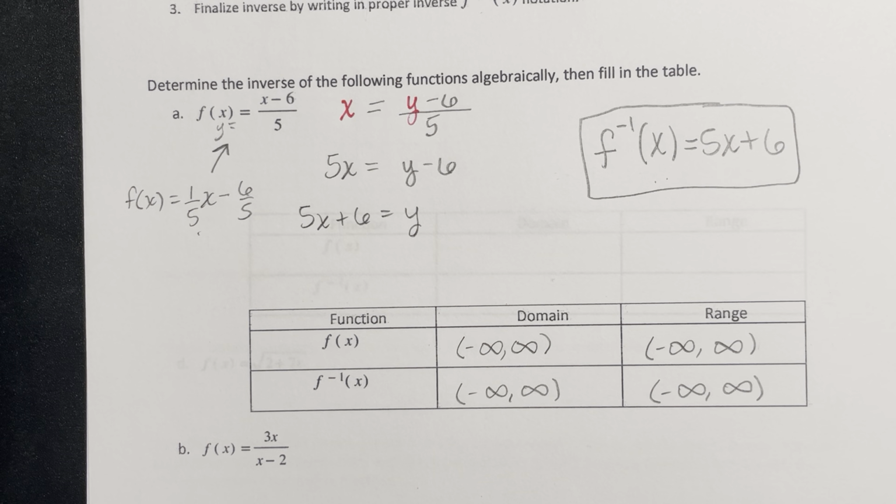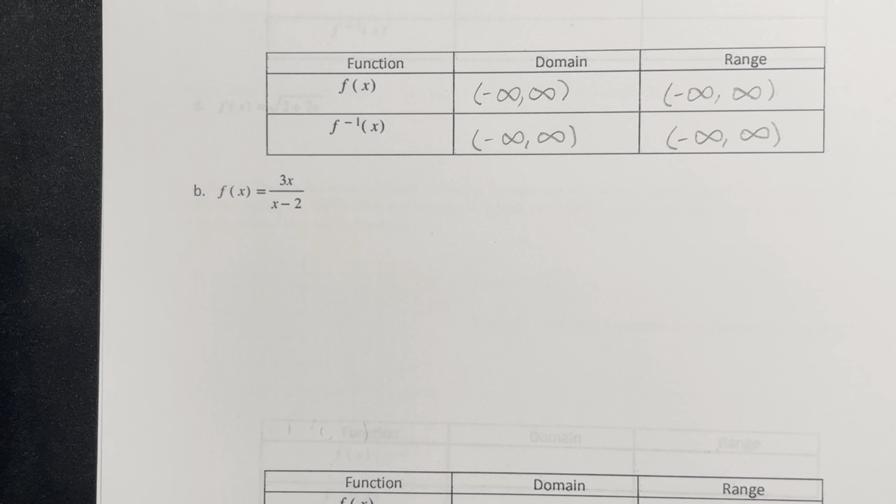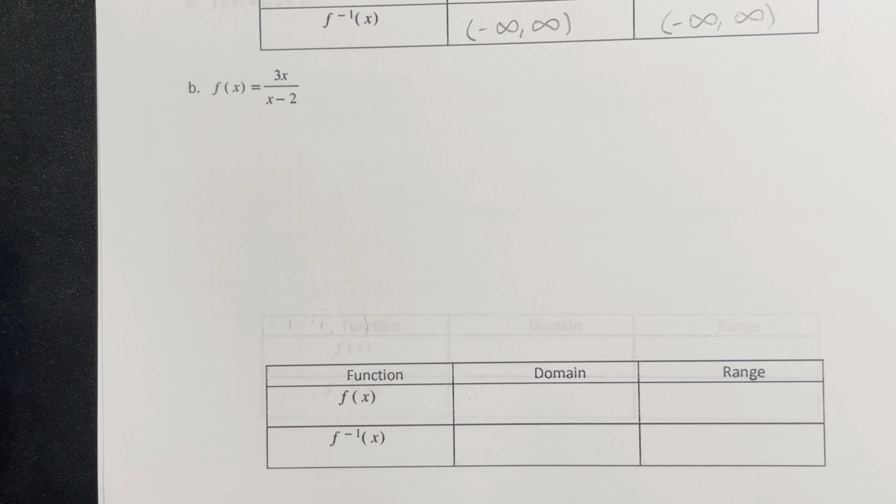So linear functions are probably the easier ones to deal with, but let's look at a rational function in part B. So f of x is 3x over (x minus 2), and we want to think about the inverse of this. In fact, let's actually start with the domain. I'm going to skip finding the inverse and go straight to the domain and range for a moment, because we know how to find the domain of a rational function.